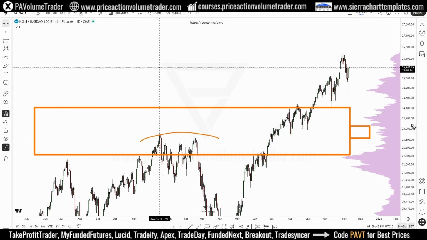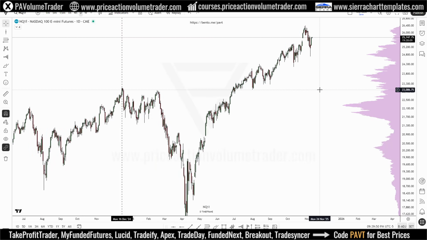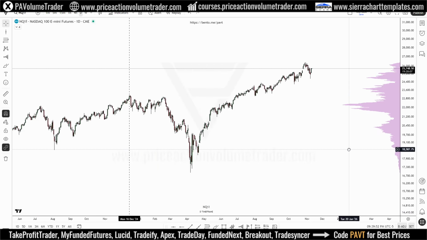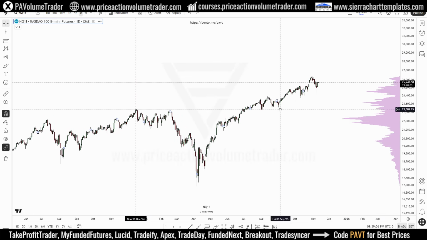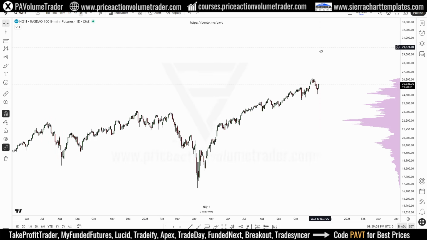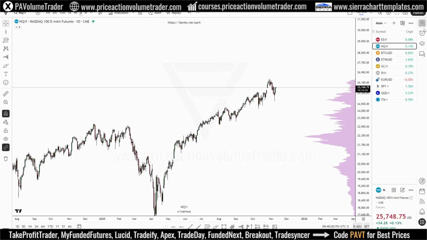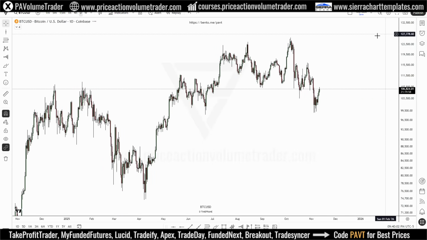And if I clear this out, you can see how this profile will look coming all the way from over here, okay? So that's an example on NASDAQ. Let's go into Bitcoin.